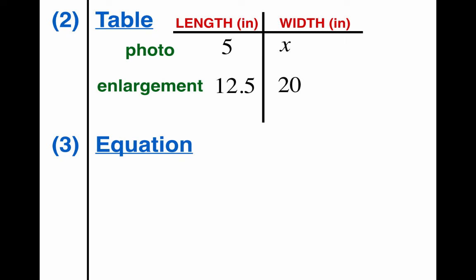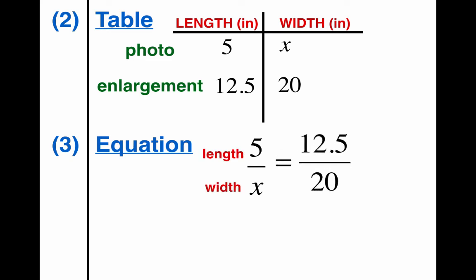So we're going to take this table and build it into an equation. We're going to put 5 over x, that's the photo, so that's the length and the width, and we're going to put 12.5 over 20, and that's the enlargement length and width. Notice length and length are both on top of the fraction I decided to do, and width are both on the bottom. And we put a line down the middle, and we solve for x. We use the skills we already have.